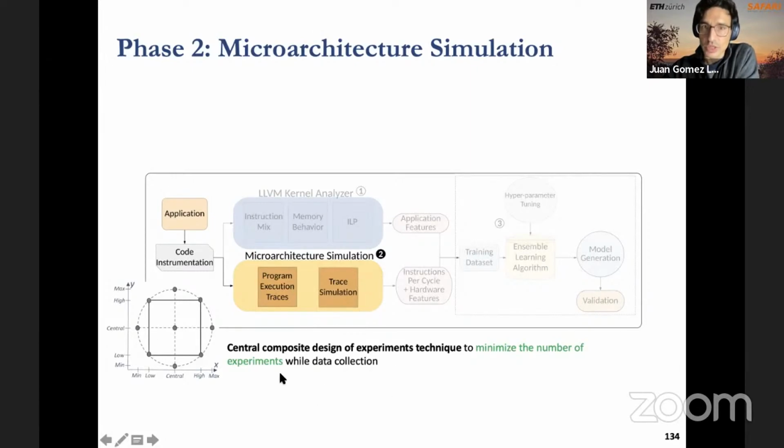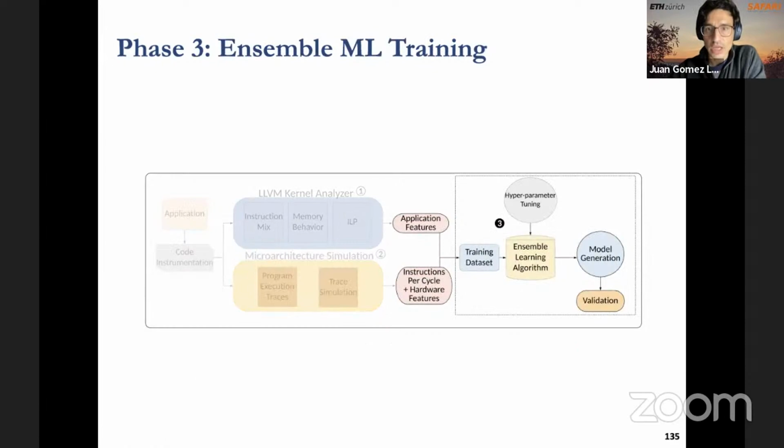Here, in order to keep this microarchitecture simulation lightweight and not have to use a huge amount of data in our training data sets, we apply a technique called design of experiments in order to minimize the number of experiments that we need to do in the data collection. And then by using the information obtained from phase one and phase two, which are application features, and also the knowledge from the microarchitecture, like instructions per cycle and hardware features, we can train the ensemble learning algorithm.